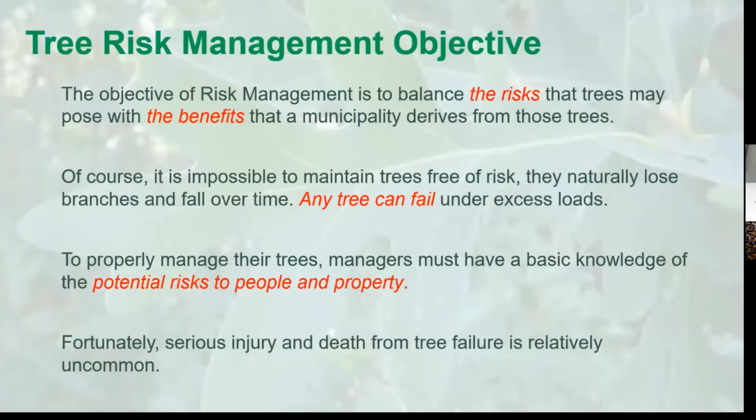So let's look at management objectives for tree risk. What you're really trying to do is balance the risks that trees may pose against the benefits that you derive from those trees. Of course, you're going to eliminate risk if you don't have any trees, but you get so many benefits from your healthy urban forest that you want to retain as much of that urban forest as you can. And we all need to understand that any tree can fail under enough load. A load is wind combined with rain, snow, sleet, ice, but especially wind produces load on a tree. And even a perfectly healthy tree can fail under enough load.